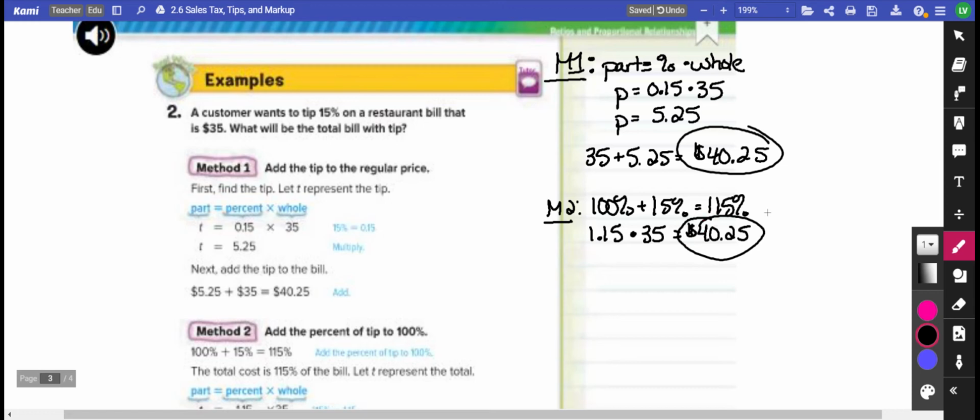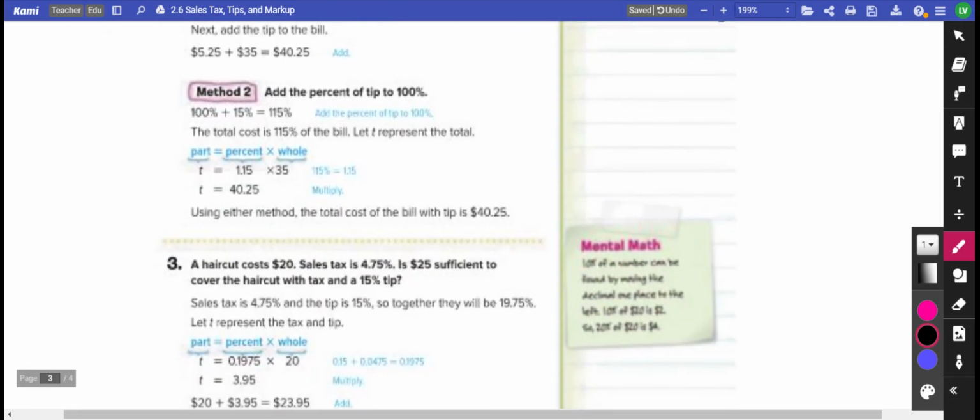So it's $40.25. And if you notice, these are both the same answers, just like when we did example 1. Just two different methods, so pick one of them. You can use either of the methods, it's still going to give you the same answer.